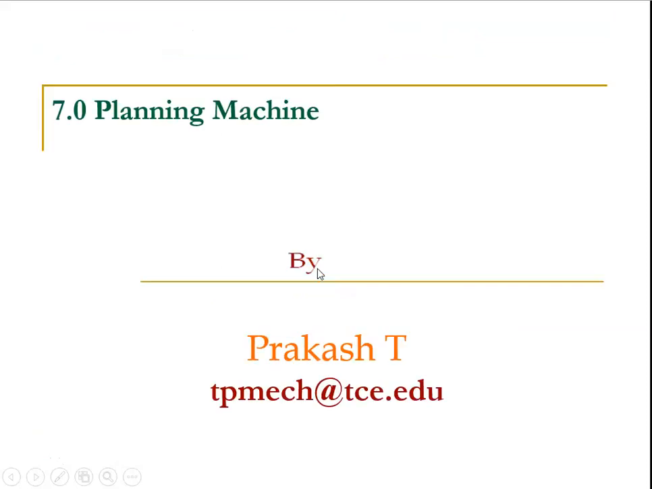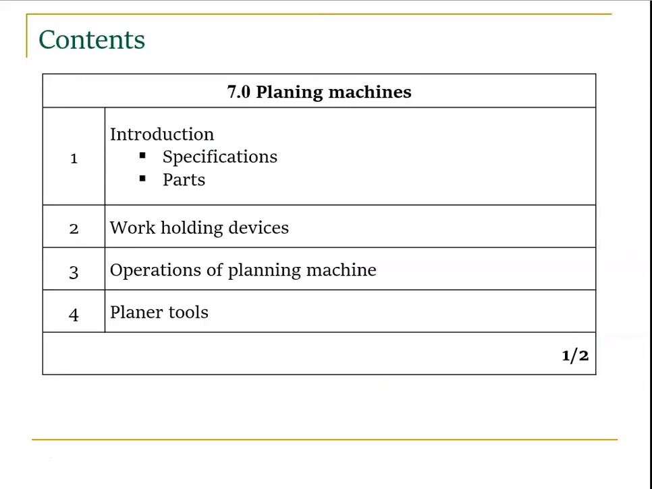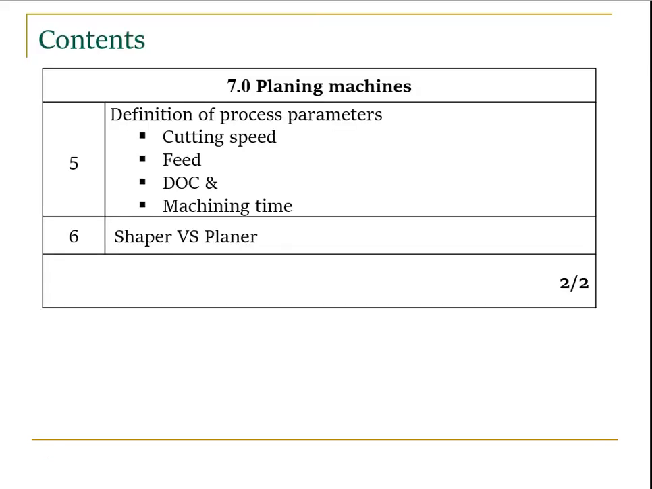Part 34, machining process. Now we are going to see the planing machine. I hope you have some idea about the planing machine. These are the contents we are going to see: specification, parts, the building devices, operations of the planing machine, planer tools, and process parameters.